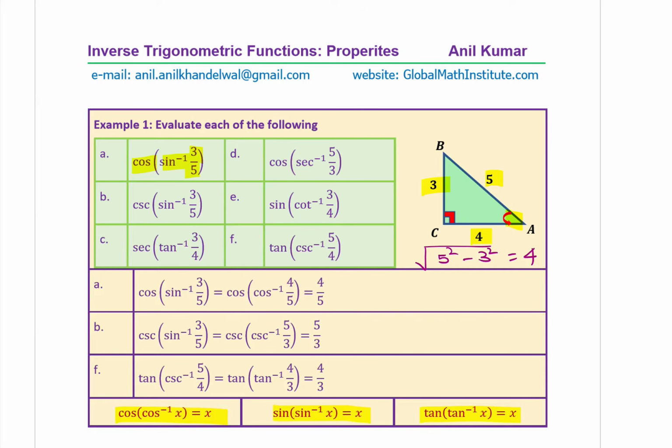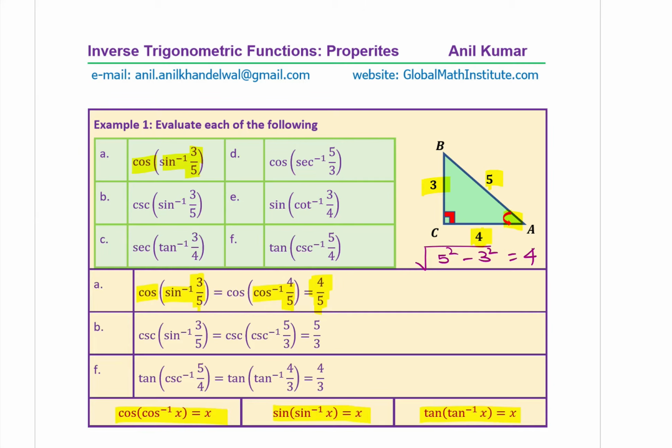Clearly, we can now write the solution. Let's look into the solution. Cos of sine inverse 3 over 5. The idea is to write this angle A in terms of cosine. So if you look into it, cosine is the ratio of adjacent over hypotenuse. So sine inverse 3 over 5 is actually equivalent to cos inverse 4 over 5, correct? Cos inverse 4 over 5. And therefore, we get cos of cos inverse 4 over 5, which is 4 over 5, as our answer. Clear? So that is the strategy.